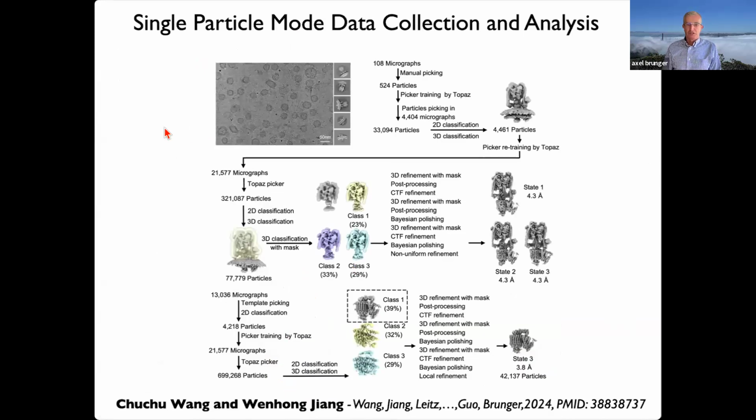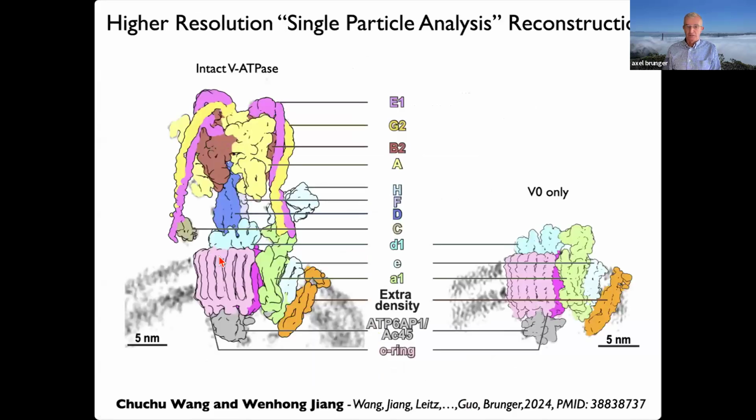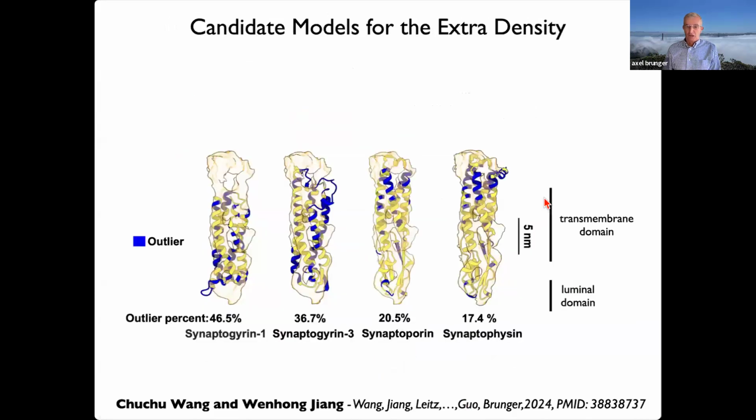To get better resolution, we're switching now a few years later, Chu Wang in my lab and Hong Jiang in Zhang Guo's lab, who then had moved to Peking University, worked together to collect essentially single particle data sets of the same, very similar samples, and were able to collect many, many particles, so that improved the resolution dramatically. And we obtained really very nice maps for both the intact and the V0-only complexes.